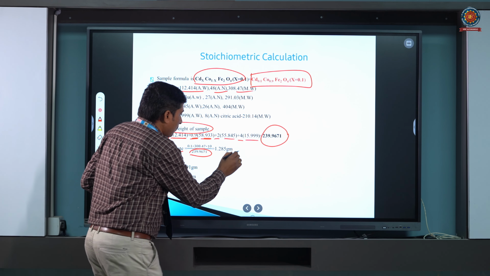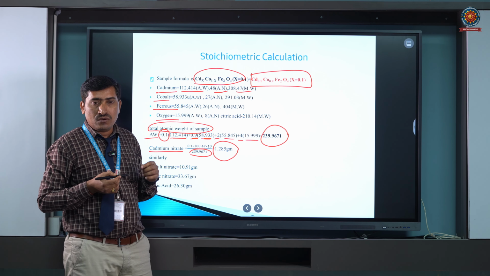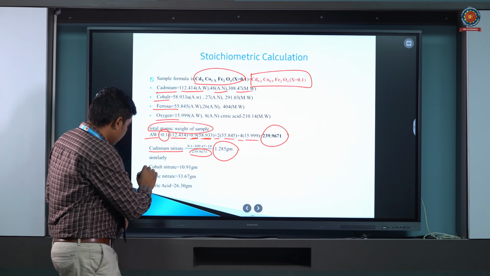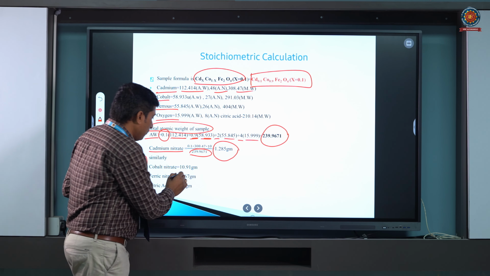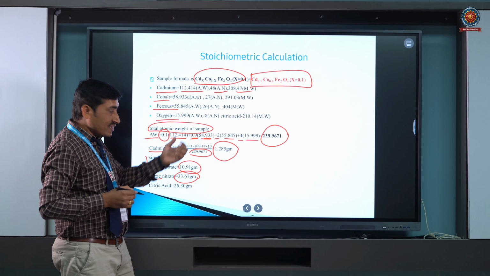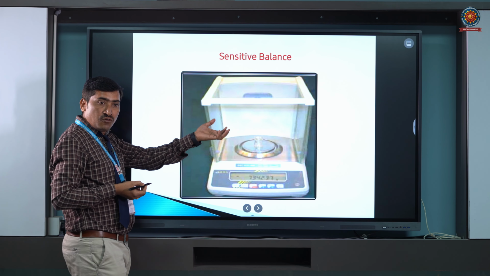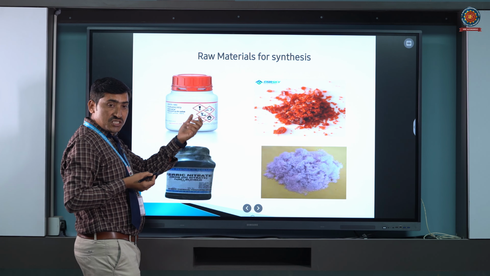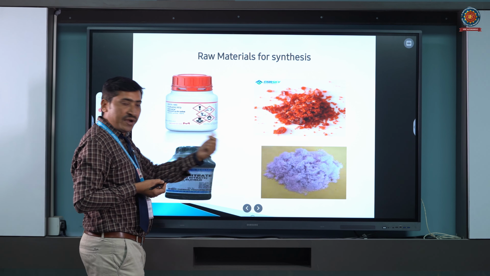Then we get the value for cadmium nitrate: 1.289 gram. Similarly, cobalt nitrate is 10.91 gram, and ferric nitrate is 33.9 gram. So these are our stoichiometric values. Next, this is the weighing machine to weigh our samples. This figure shows, for example, the cobalt raw material and the iron raw material.